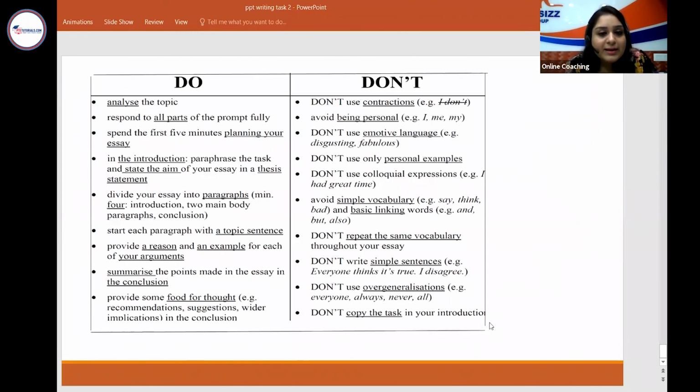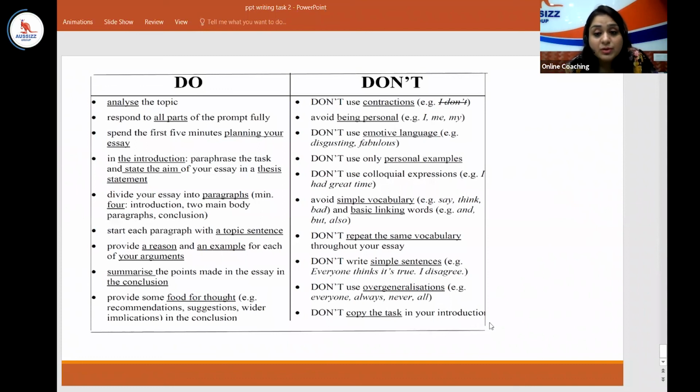Then summarize the points made in the essay, and then conclude. You have to summarize whatever points you have written in body paragraphs 1 and 2. In short, you have to reiterate them. Provide some food for thought, for example recommendations or suggestions.